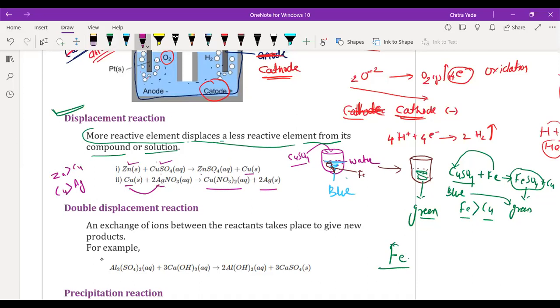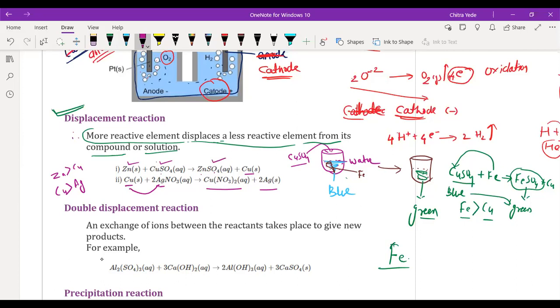Okay, so these are the reactions where a more reactive element or metal replaces the less reactive atom or metal from its compound to form a new compound. Here a displacement reaction takes place. That's why it is called a displacement reaction, and it is a very nice, easier definition.